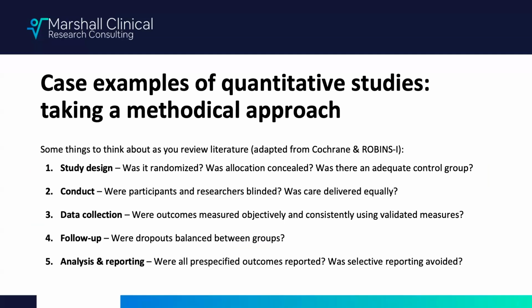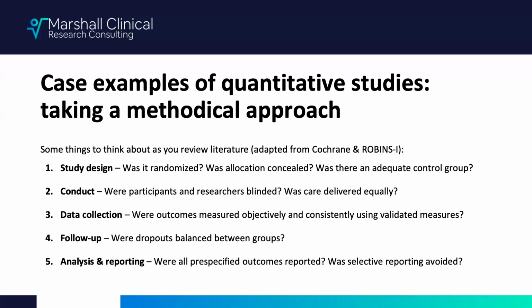Was the study design appropriate? Were people randomized to treatment arms? Was there a control group, right? Was the allocation concealed? So were people blinded, essentially? Did they know which treatment arm they were in? Was the control group adequate? Was it a comparable intervention and a fair comparison?